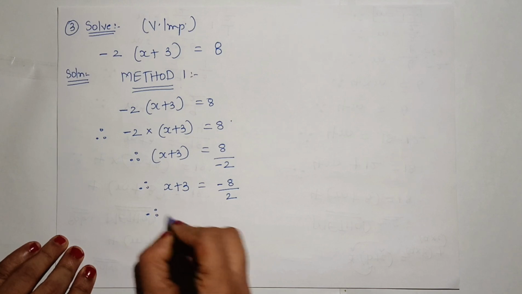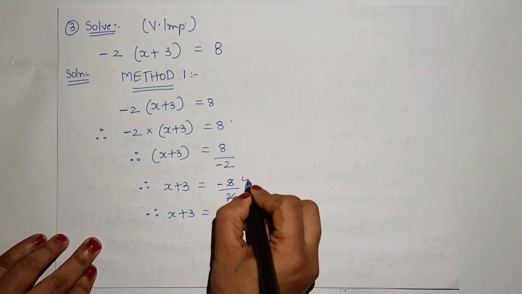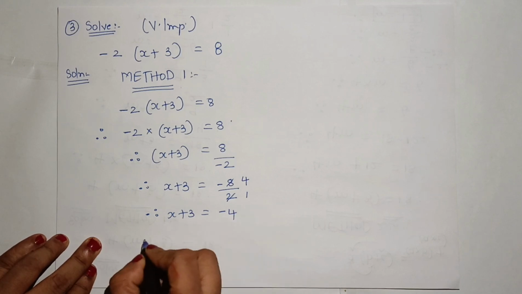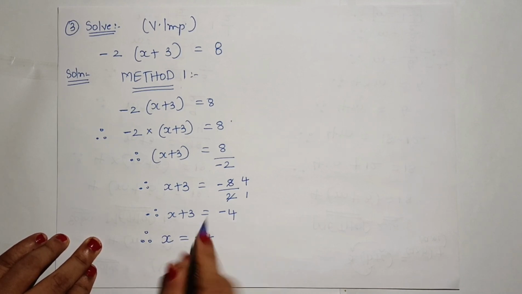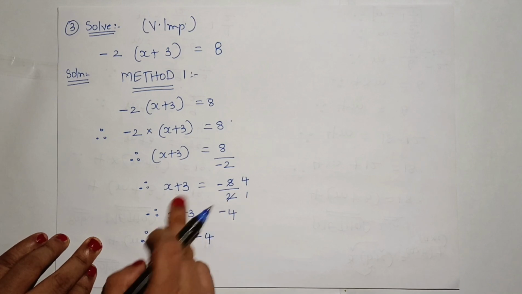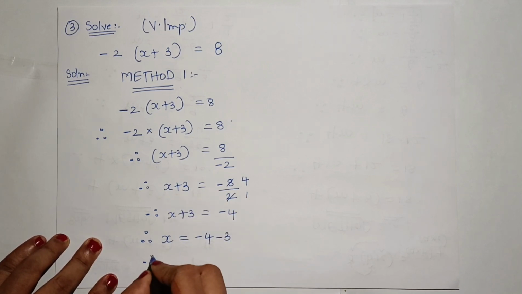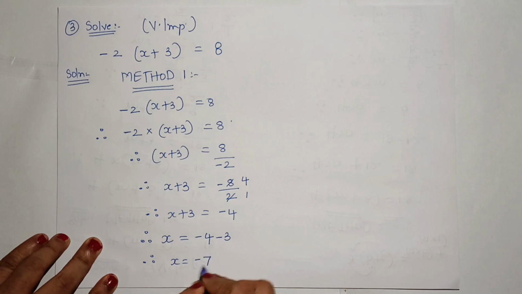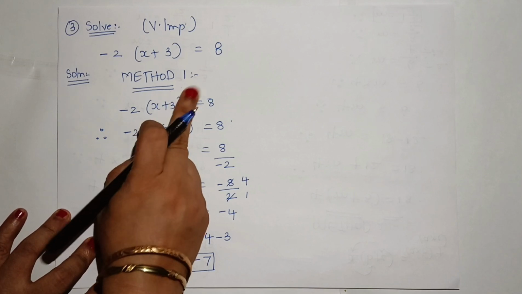Now therefore x plus 3 equals 2 ones are 2, 2 fours are minus 4. It means what is the value of x? Minus 4. Transposing method, plus 3 will go to that side, will go to RHS. It means x value is what? Minus 7. Now same question we are going to solve by method 2.